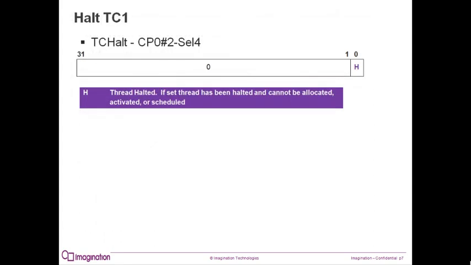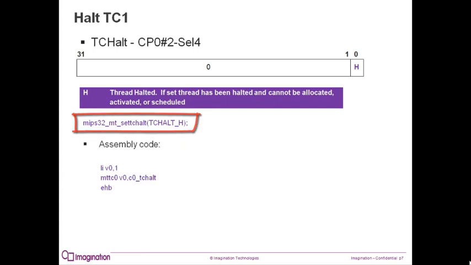I want to make sure thread 1 is halted before I configure it. To do that, I need to set the halt field in its TC halt register. In C, I can use the MIPS32 MT set halt macro and the TC halt H #define. Here is the assembly code.